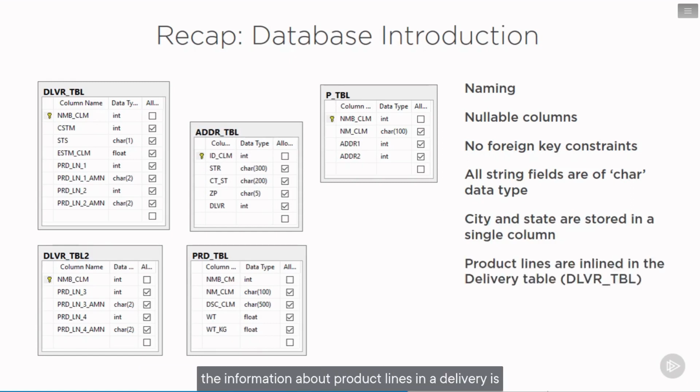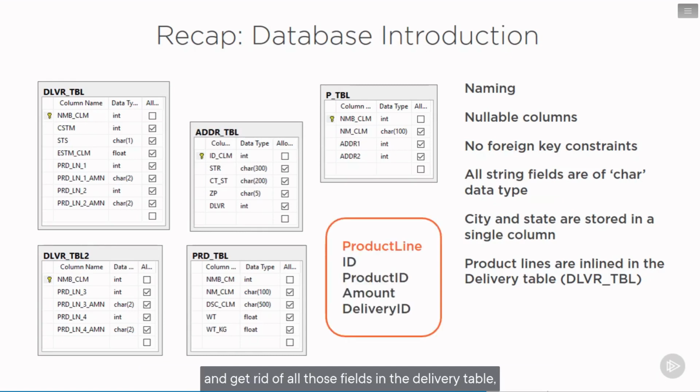First of all, the information about product lines in a delivery is inlined into the delivery table itself, which means that the application can have maximum 4 products in a single package. It would have been better to introduce another table instead, like this, and get rid of all those fields in the delivery table. But we have what we have.